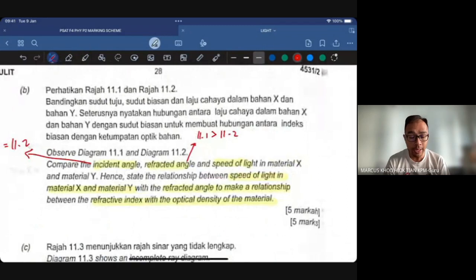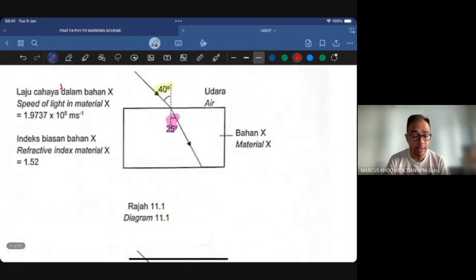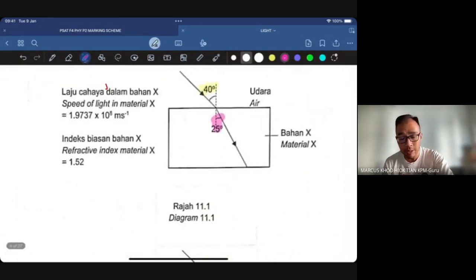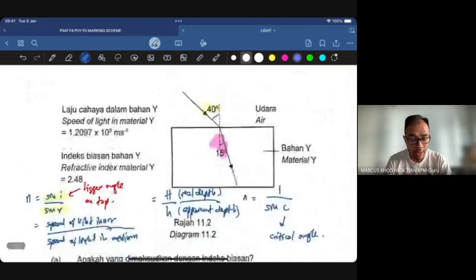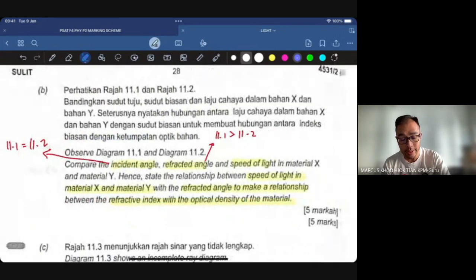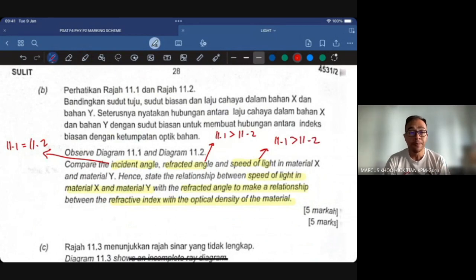Next, the speed of light in material X and Y. This is the important thing. It is not given. Oh, it is, sorry. The speed of light: this is X, 1.9737, and this is Y, 12097. So you can see that it is also the same thing. The speed of light in 11.1 is bigger than in 11.2.